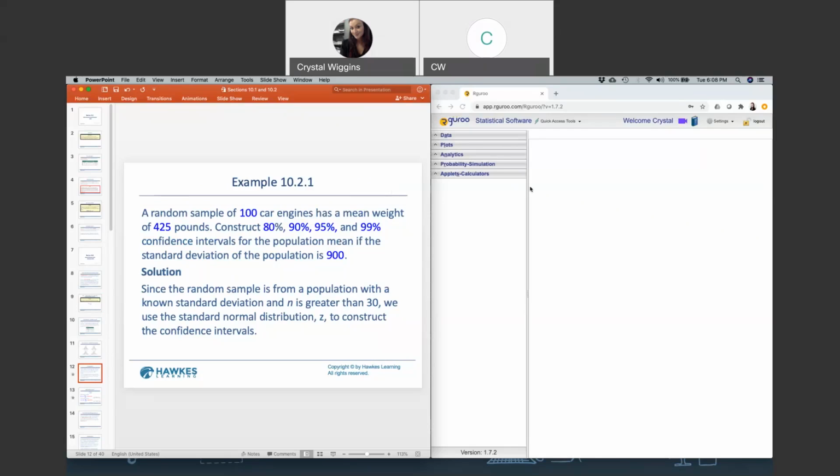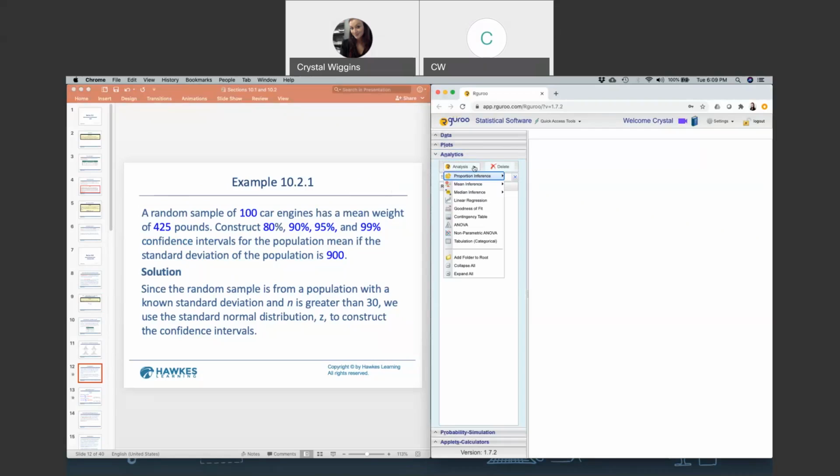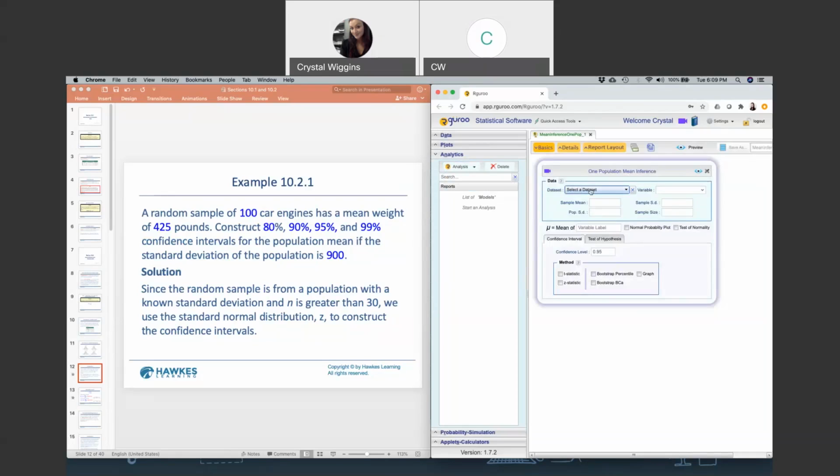So coming over here to Rguroo, we're going to go to Analytics, we're going to go to Analysis, we're going to go to Mean Inference, and as of right now, we're only working with one population. And for this course, we really are only going to work with one population. If you're interested in comparing 2 different populations, you should definitely take the advanced stats class because that's what we'll be doing. Okay, there's no data set, but that's okay. We will have an example where we have a data set, so we'll be able to practice with that.